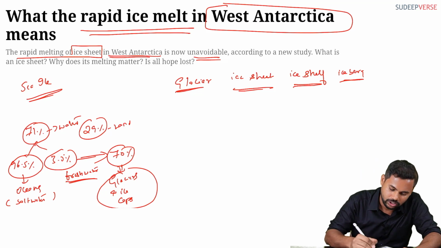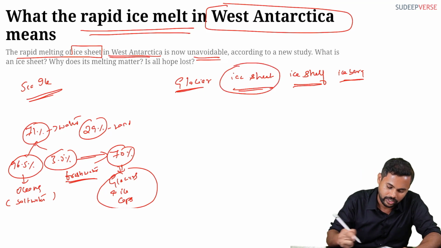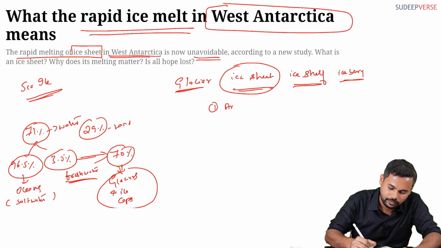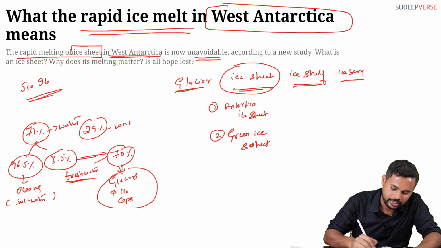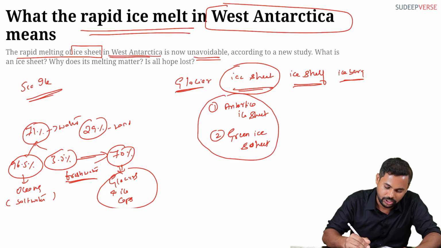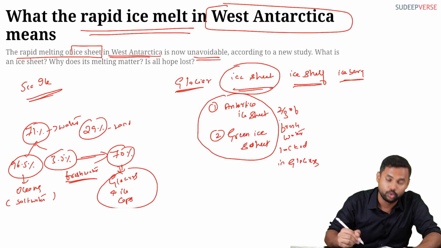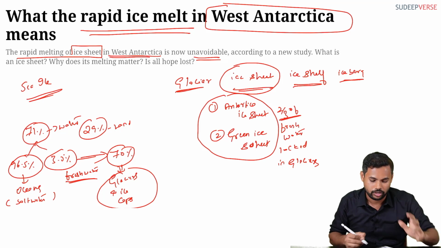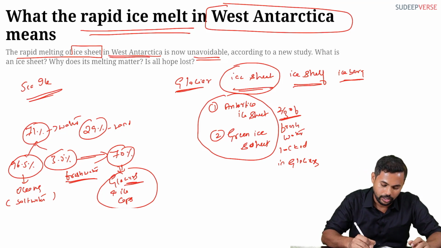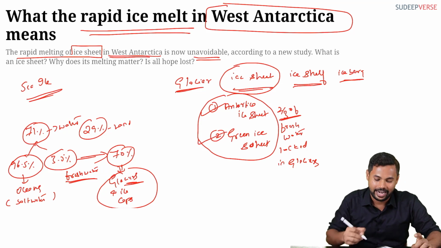Okay, there are two ice sheets that you should know. Two ice sheets. One ice sheet is Antarctica ice sheet, and the second ice sheet is Greenland ice sheet. Okay, one is Antarctica ice sheet and the second is Greenland ice sheet. These two ice sheets together form 2/3 of fresh water locked in glaciers. Okay, so 2/3, that is almost 66% of the fresh water that is locked in glaciers is there in Antarctica ice sheet as well as Greenland ice sheet.